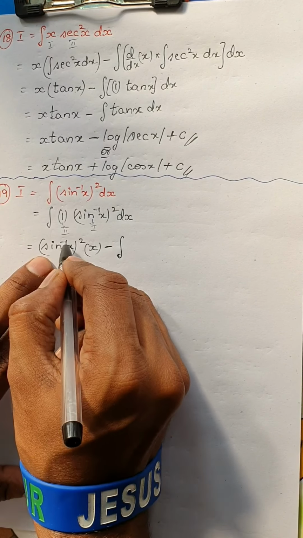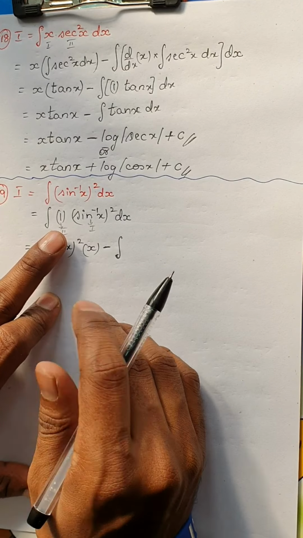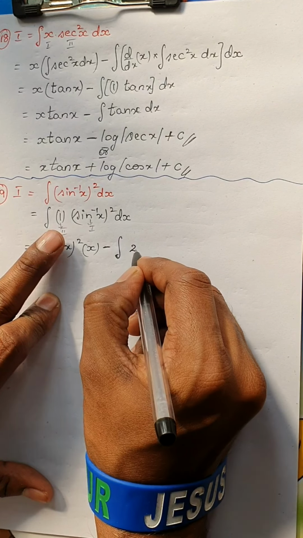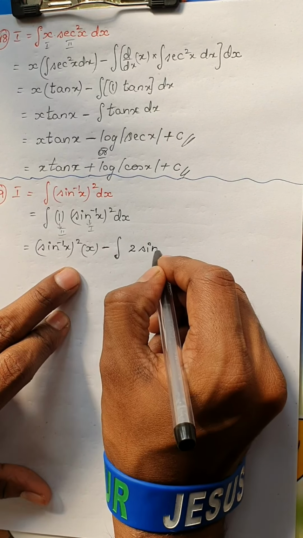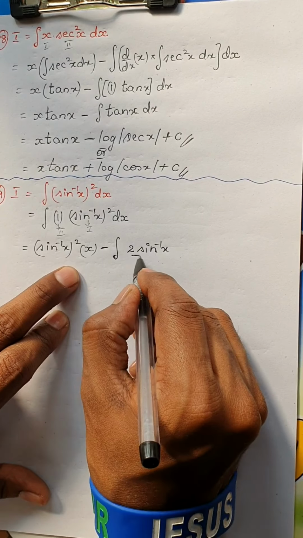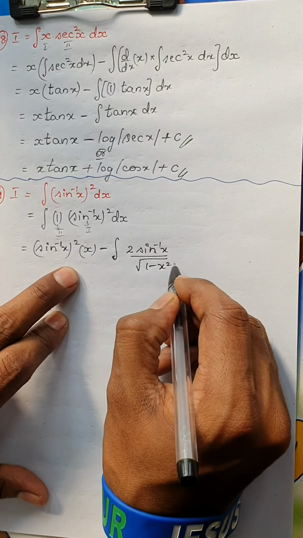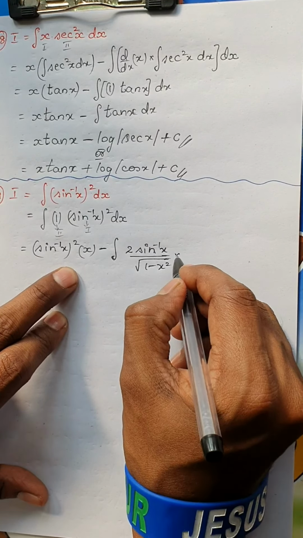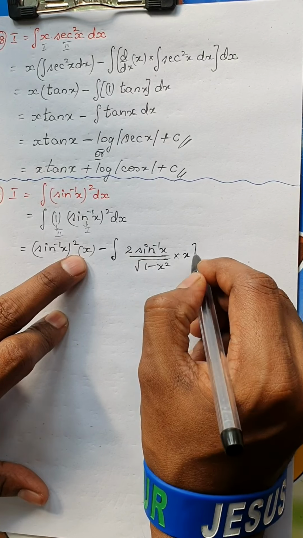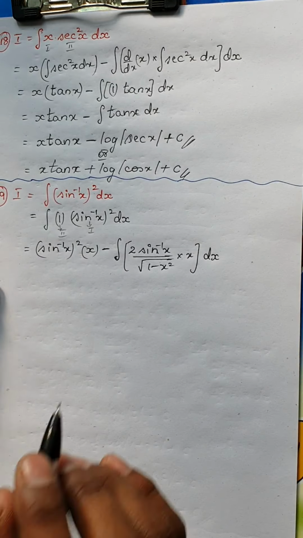Sorry, the derivative of sine inverse of x whole square. Now it is f of x square. The derivative of f of x square is 2 times f of x, that is 2 times sine inverse x into the derivative of sine inverse x. So this becomes into 1 divided by root of 1 minus x square, into this x as it is. So this is integrated with respect to x.